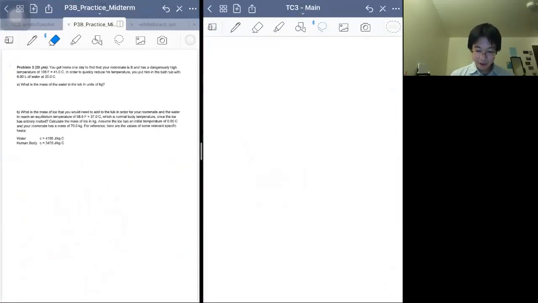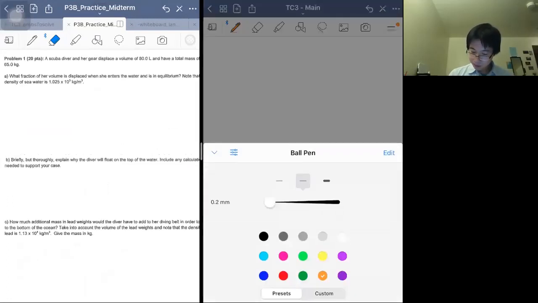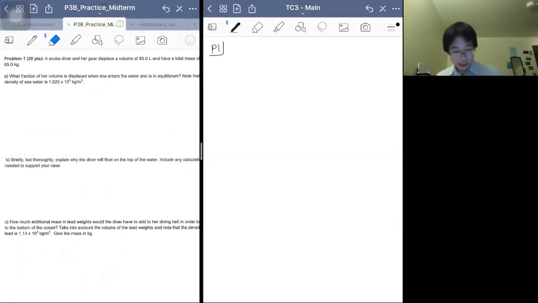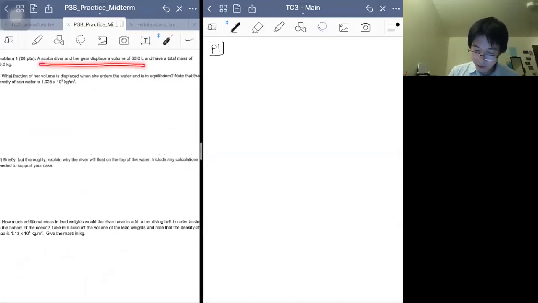And we'll do the last one of the day, problem 1. Okay. So it says a scuba diver and her gear displays a volume of 80, right? So we have a scuba diver and her gear like this. Displays a volume of 80. Let's just treat them as a system, right? As a particle, as we physicists call it. And the whole volume of this whole system is 80 liters.